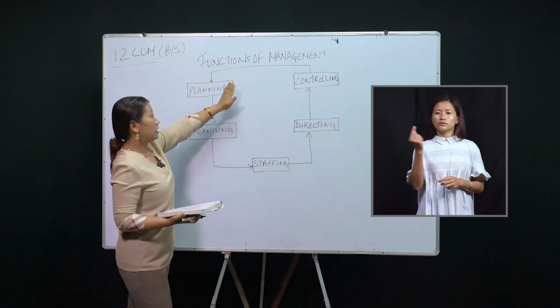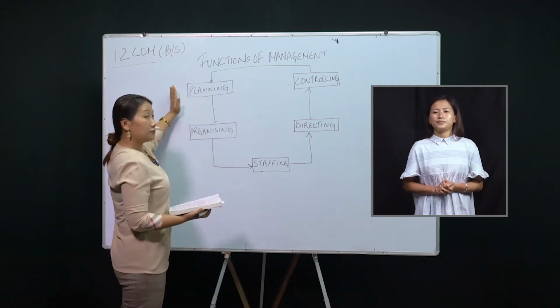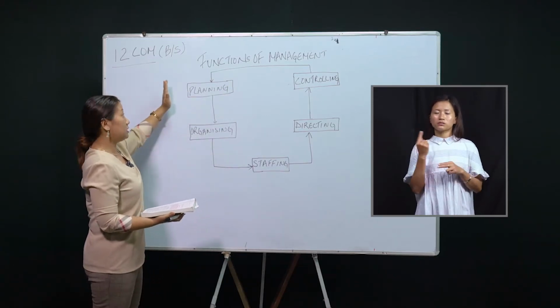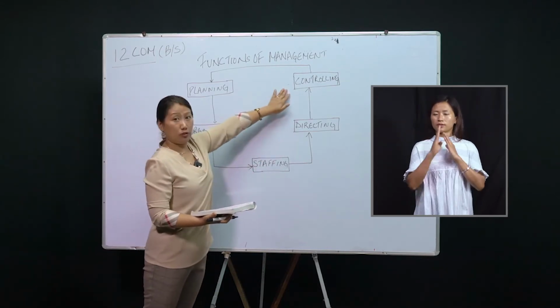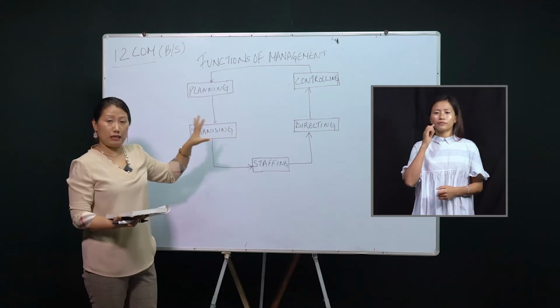So these are the functions of management. The primary functions are: the first is planning, then organizing, then staffing, then directing, then controlling. These are the 5 important functions in management.